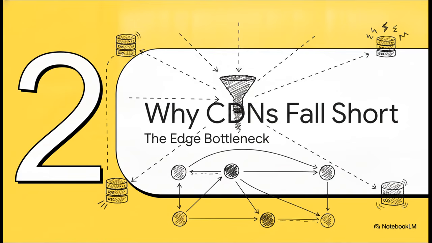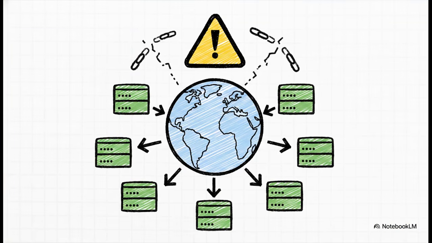Which brings us to part two, why CDNs fall short, or what we can call the edge bottleneck. Now you might be thinking, what's the most obvious place to put a rate limiter? At the edge, right? Usually right there at the content delivery network layer. CDNs sit in the direct path of every single request, and they are blisteringly fast. But here's the catch. A modern CDN operates through hundreds of independent points of presence spread all over the globe. And those independent nodes, they lack global coordination. This means a single organization could easily blow right past its intended global limit simply because each individual node is only counting its own local slice of the traffic.